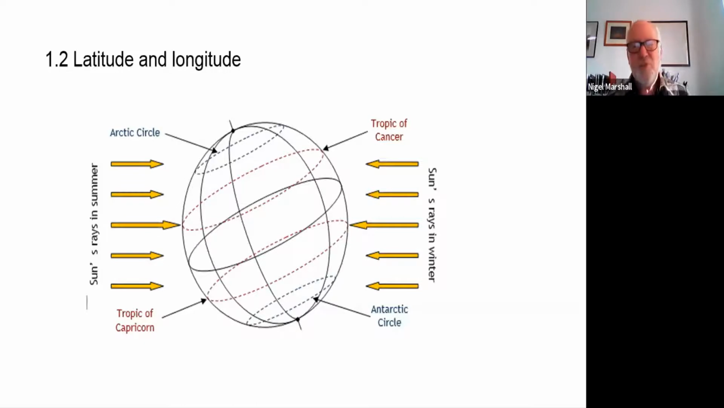The sun's rays in winter, rays of light from the sun, are focused on or concentrated on the point which, if we look on the bottom left-hand side, is the Tropic of Capricorn.